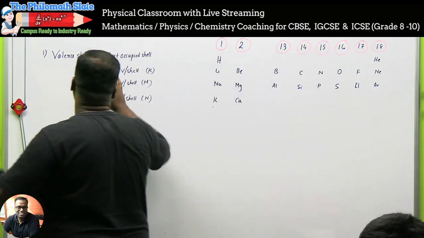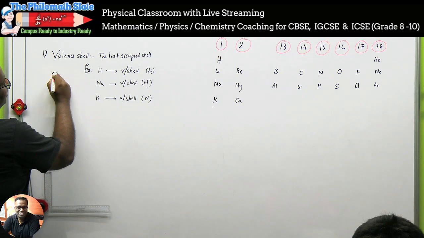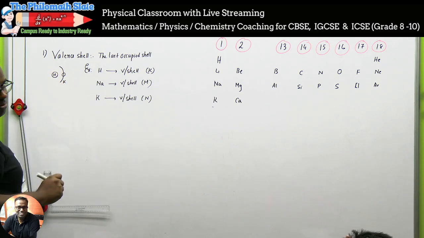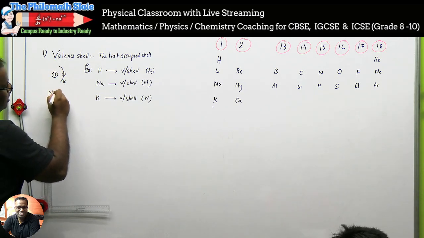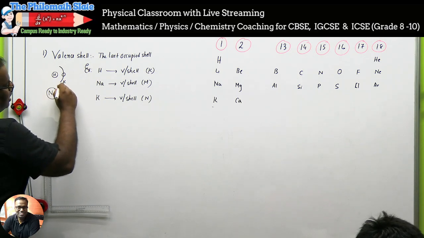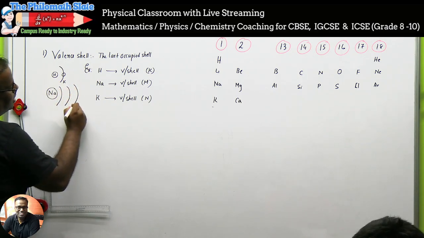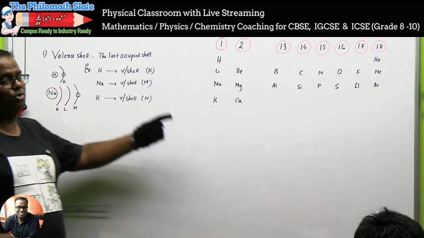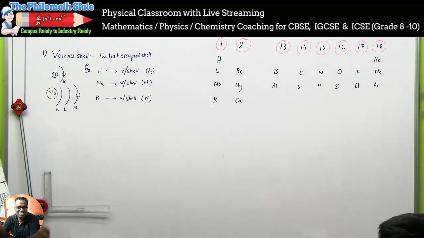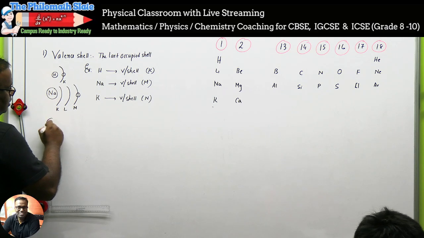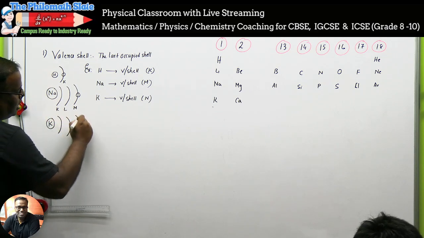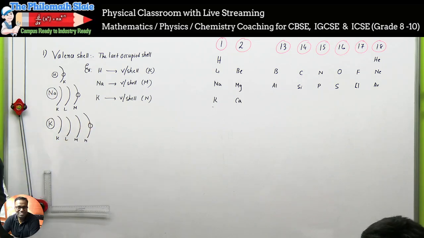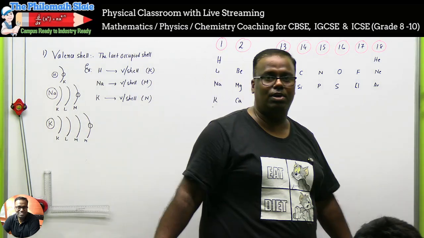The shells are like this. If you look at hydrogen, the nucleus is here and there is only one shell in which you have one electron. This is the K shell. Let's look at sodium. Sodium has K, L, M shells. This is the K shell, this is the L, and this is the M, and in M it has one electron. Sodium has 2, 8, 1. And potassium has K, L, M, N. Now do you understand what the valence shell is? Clear?